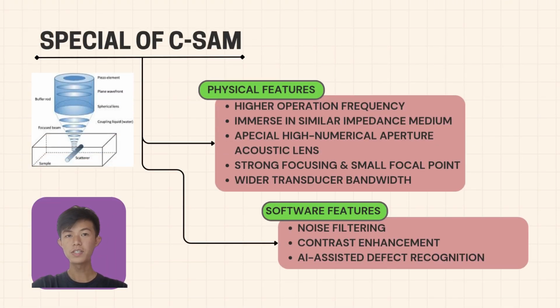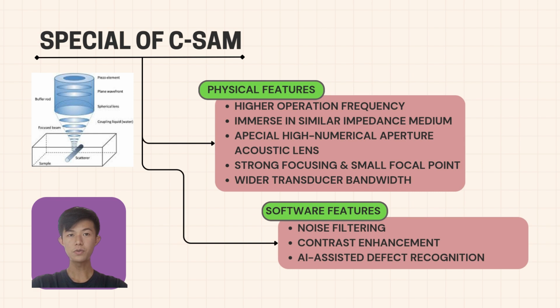Compared to conventional SAM, CSAM operates at relatively higher frequencies, which improves spatial resolution. It also uses a special acoustic lens with high numerical aperture, allowing strong focusing and a smaller focal point. A wider transducer bandwidth enables sharper echo separation, which is crucial for distinguishing closely spaced interfaces.